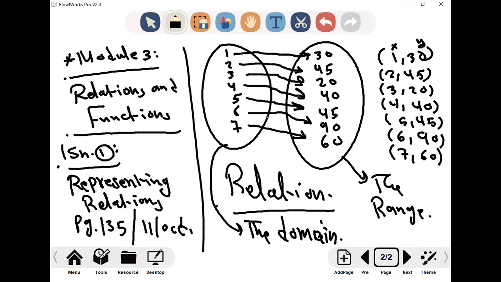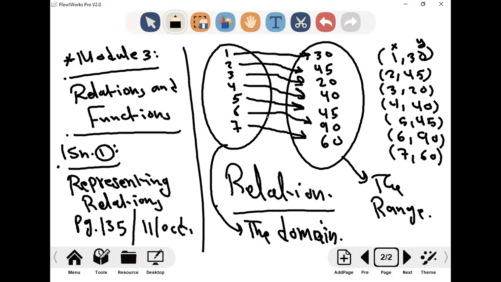Tamam. A relation can be represented in multiple ways. A relation is a set. I'm in the second paragraph, okay? A relation is a set of ordered pairs. The set of the first numbers of the ordered pairs is the domain. The set of the second numbers is the range.